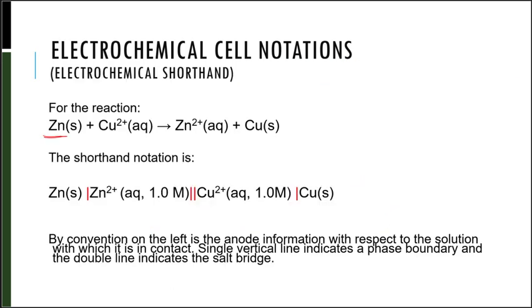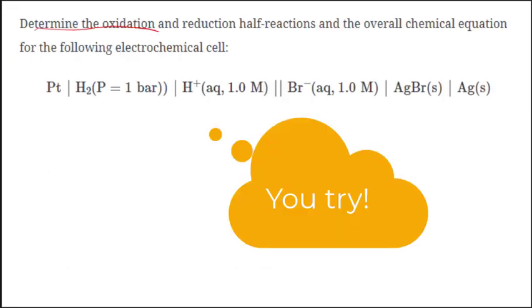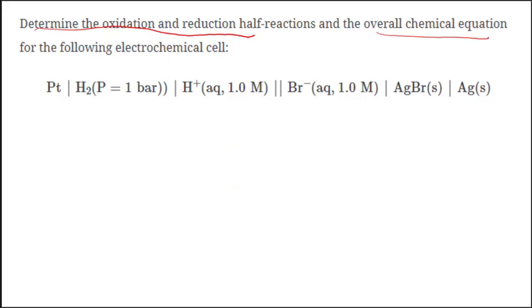Here's another example showing zinc plus copper 2+ reacting to form zinc 2+ and copper. You first need to figure out who goes on the left. So we need to assign oxidation numbers and figure out our two half reactions. Zinc going from 0 to 2+ has been oxidized. Therefore, it is the anode. That goes on the left. Zinc solid, single line, zinc 2+, then our salt bridge, and then copper 2+ reducing to copper 0, so copper 2+ to copper solid. See if you can determine the oxidation and reduction half reactions and the overall chemical equation for this electrochemical cell.